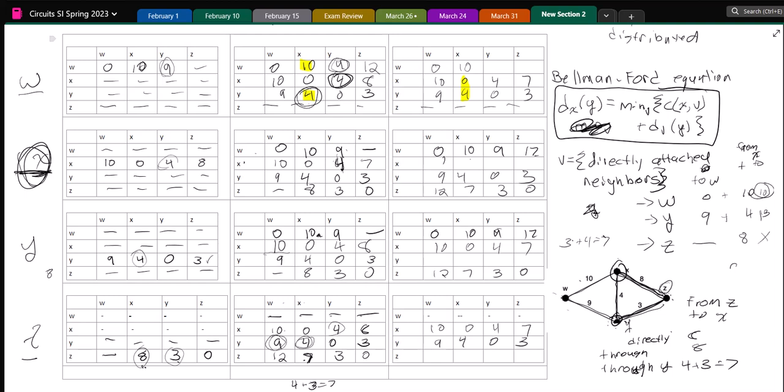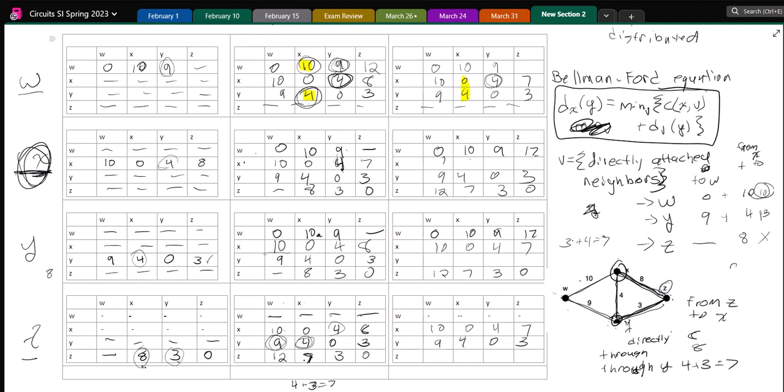Okay, now we're going to look at Y. To go directly to Y, it looks like that costs 9. What about to go to Y through X? Well, how much does it cost to get to Y from X? It costs 4 to get to Y from X. How much does it cost us to get to X? 10. 10 plus 4 is 14. That's not less than 9, so we leave 9.